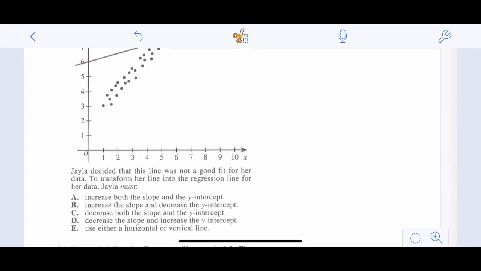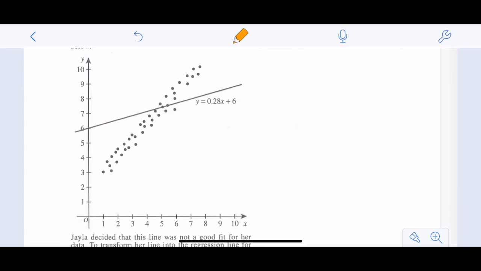Jayla decided this line was not a good fit for her data. To transform this line into her line of regression, so the line of regression is just the line that best describes the data, that would be something like right here, right? So somewhere along there.